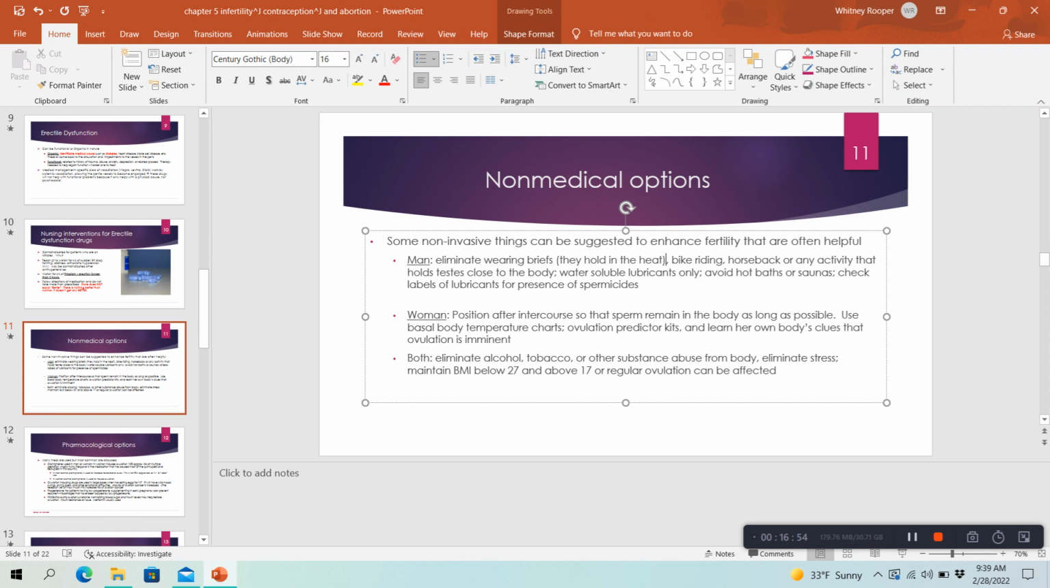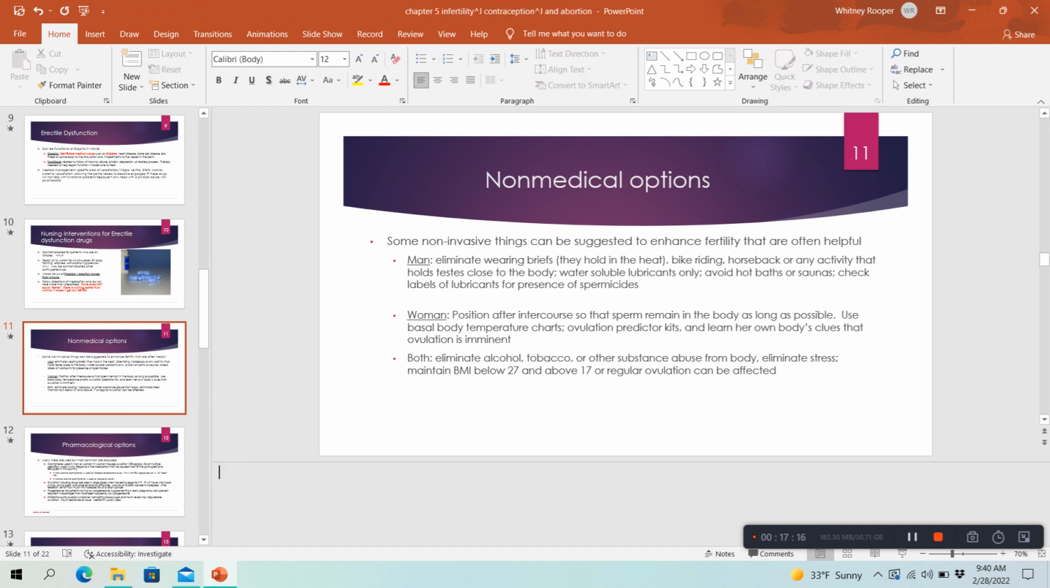Because again, a quick bath probably doesn't hurt anybody, but for men who love to get in the hot tub or take a hot bath because you have muscle aches or whatever, that is apt to lower your sperm count. Anything that compresses the testes up against the body, like bike riding, horseback riding, any activity that holds the testes close to the body.